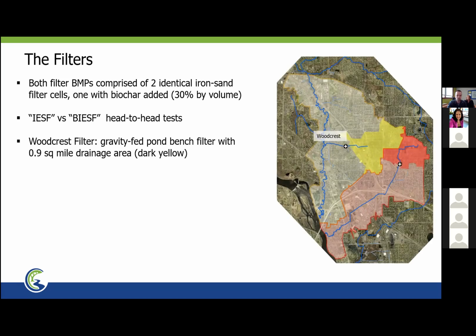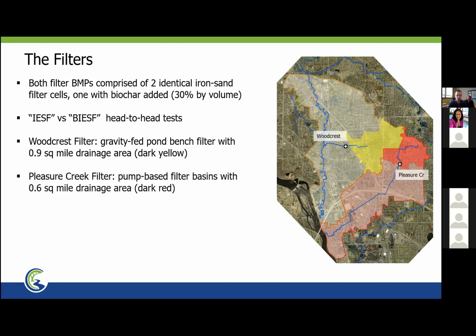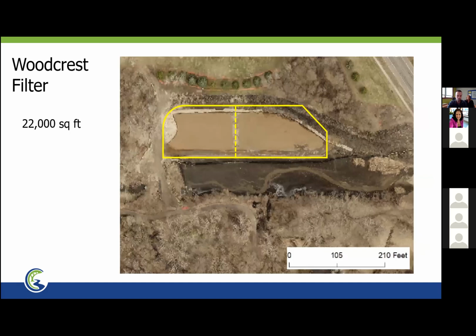So first, our Woodcrest filter. This is a gravity-fed pond bench filter with about a square mile drainage area, and you can see that in the yellow off to the right there. And then the second filter is a pump-based filter, and that has a drainage area of just over a half of a square mile in dark red there.